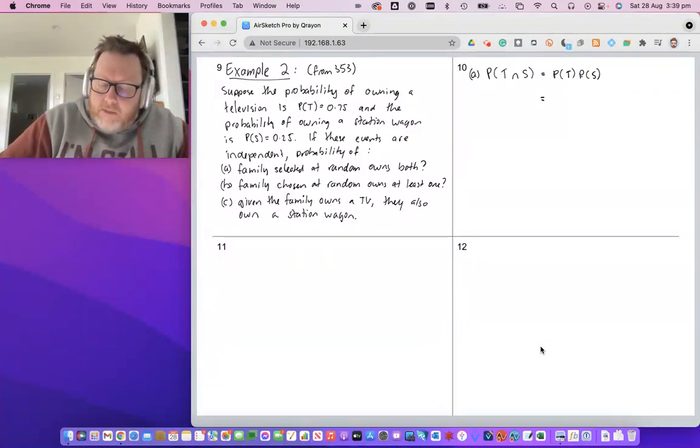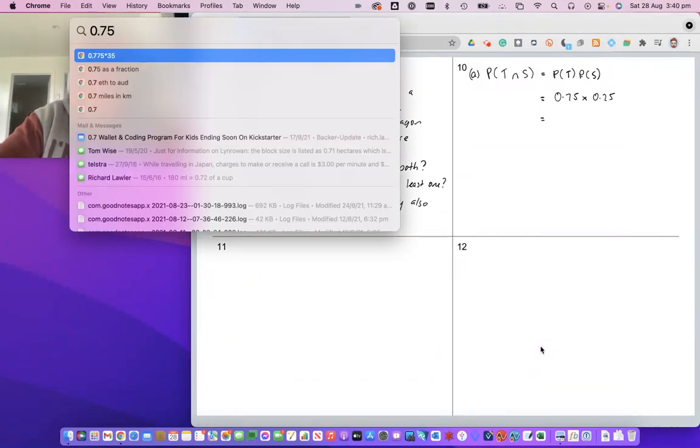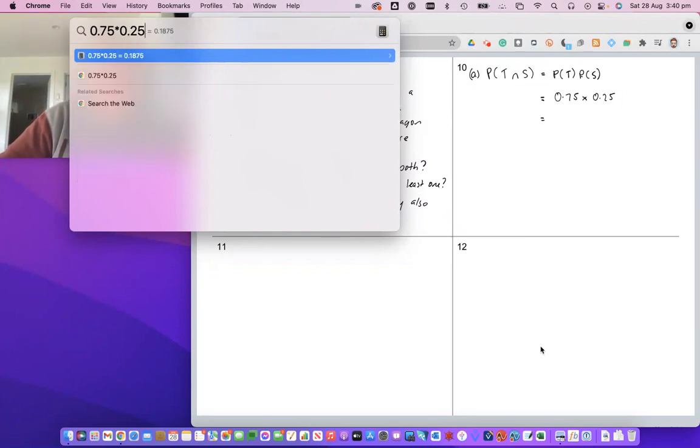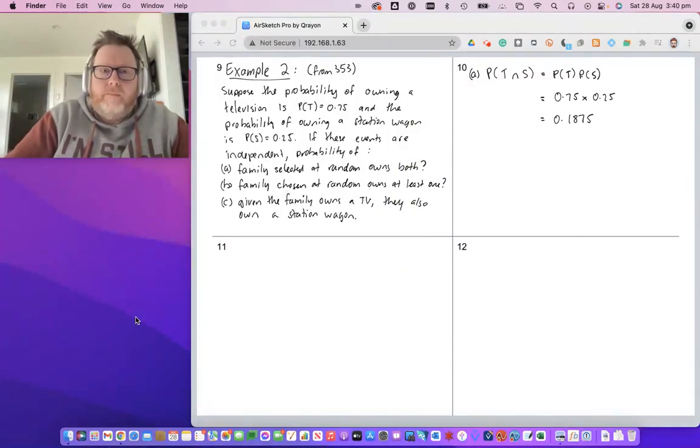The probability of T is 0.75. The probability of S is 0.25. And so we just multiply them together, which I'm just going to use my calculator to do. 0.75 times 0.25, and I get 0.1875. So 0.1875. That's it. That's all you have to do.